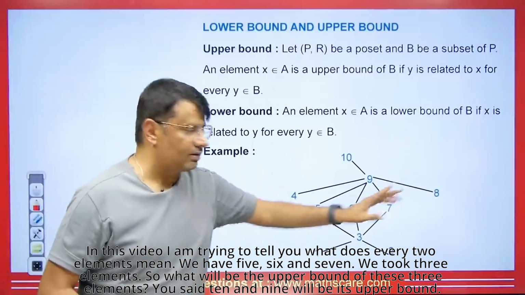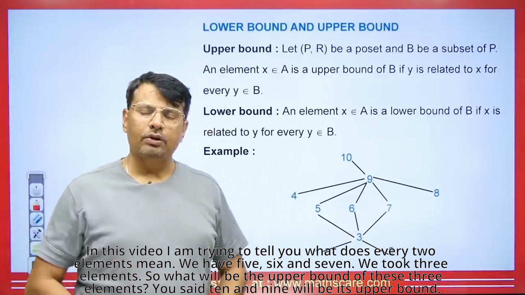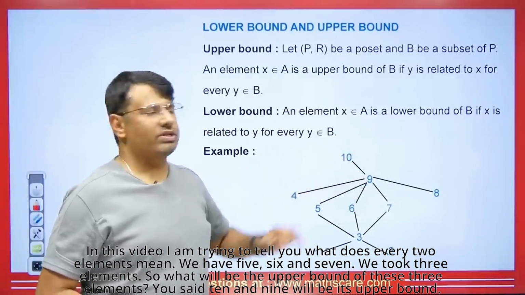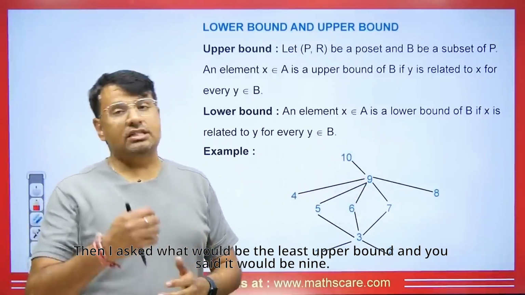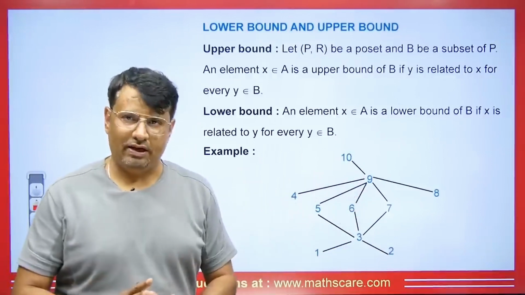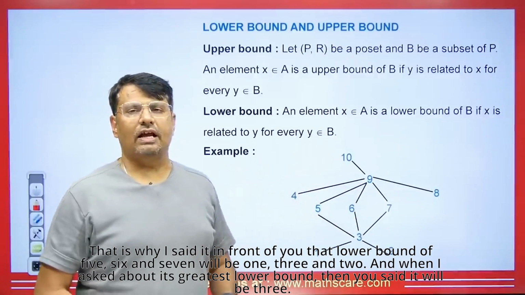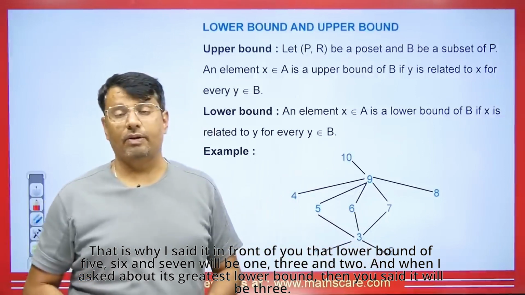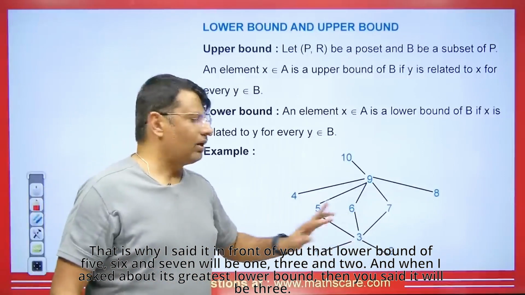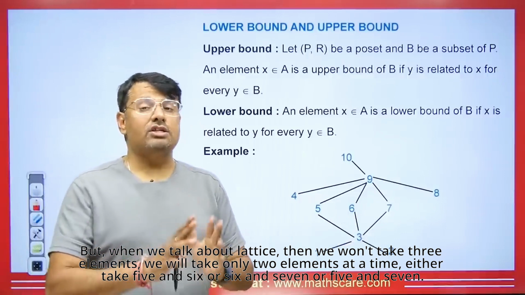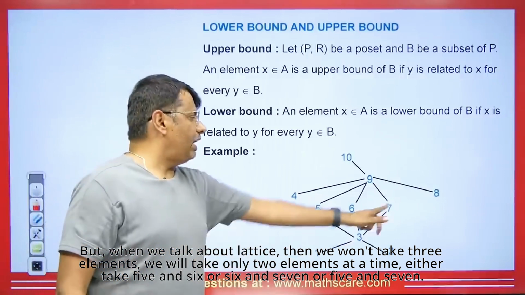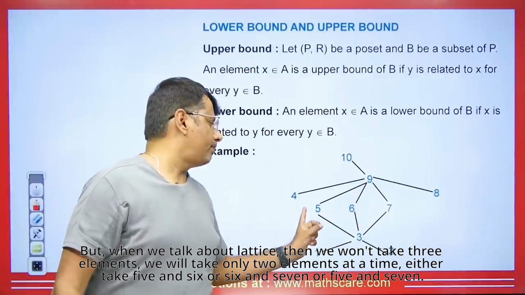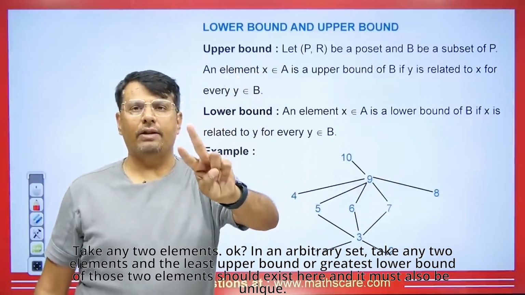We have 5, 6 and 7. We took 3 elements. So what will be the upper bound of these 3 elements? You said 10 and 9. Then I asked what would be the least upper bound, and you said it would be 9. The lower bounds of 5, 6 and 7 will be 1, 3 and 2, and when I asked about the greatest lower bound, you said it will be 3. But when we talk about lattice, we won't take 3 elements. We will take only 2 elements at a time. Either take 5 and 6 or 6 and 7 or 5 and 7. Take any 2 elements, okay?